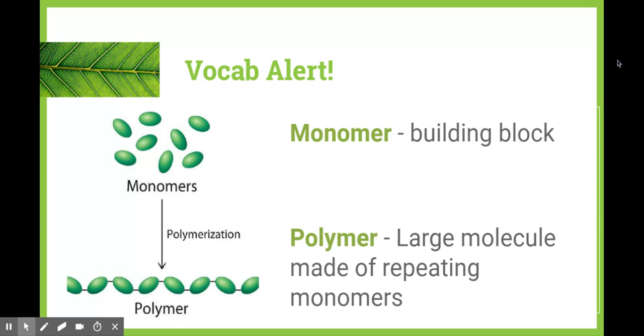You have some smaller molecule, sort of like a building block, and you just put a bunch of those together in a chain or in some complex structure, and you make a polymer. You make a big, big molecule. But that polymer is just made up of a bunch of repeating monomers. So for each of our categories of organic molecules, we have names for the building block, the monomer, and we have names for the polymer, the large molecule that we make when we put them all together.